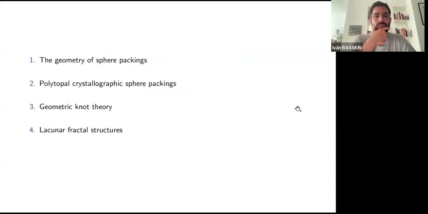So this is the menu for today. We are going to see an introduction of the geometry of sphere packings, the geometry that we're going to use to manipulate these objects. Then we're going to introduce the definition of polytopal crystallographic sphere packings, the main object that we are going to use. And we're going to see at the end the two applications in knot theory and fractal structures.